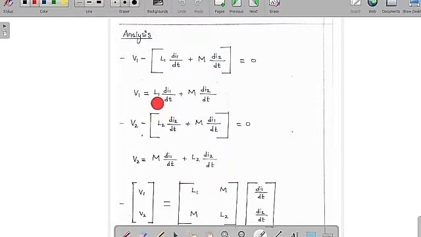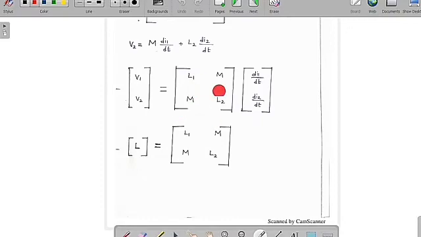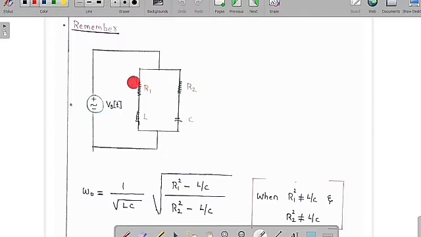Now I am going to write these two equations in terms of matrices, which is V1, V2 equal to the matrix L1, M, M, L2 times dI1 by dt, dI2 by dt. So we get the overall matrix, which is L1 M M L2. I am going to call this the L matrix. It's a very important thing here. Here are some of the important formulas.